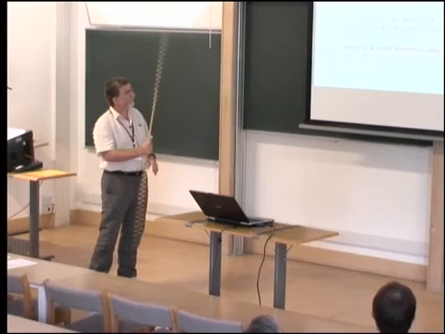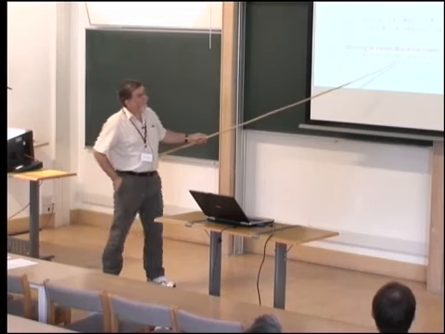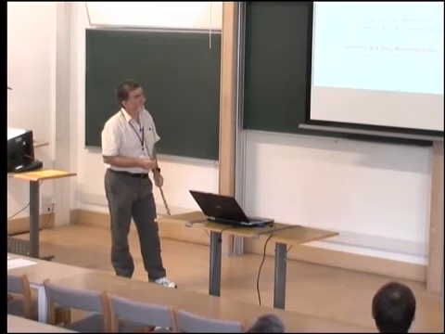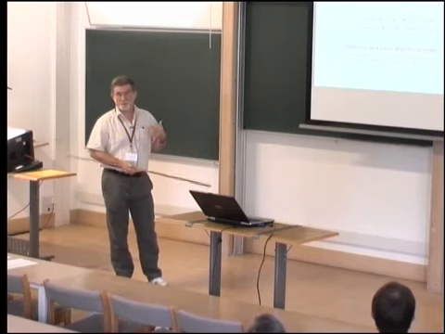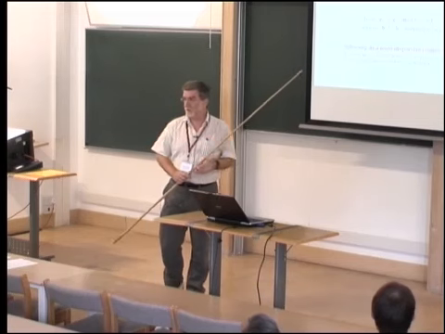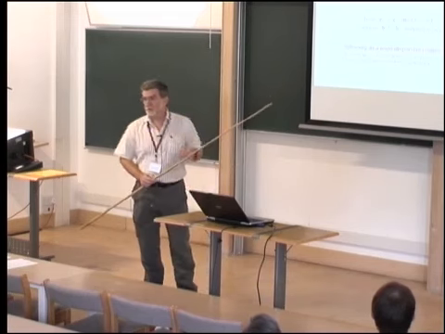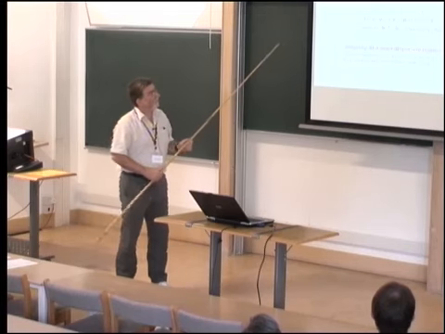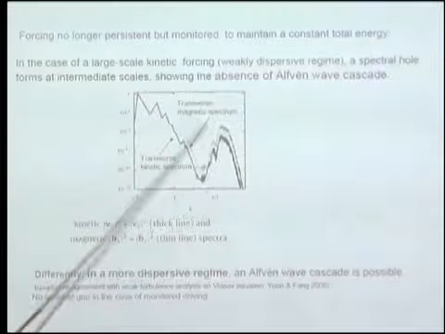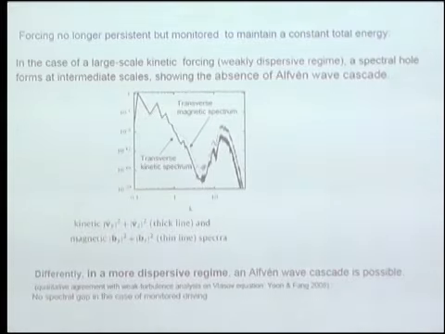This is consistent with a weak turbulence analysis based on the Vlasov equation performed by Yoon and Fang in 2008, which shows that there can be some coupling between Alfvén waves and ion acoustic waves, and that in the end the energy can actually cascade in the parallel direction. But from the large scales it cannot. Starting from the dispersive scale, if the forcing is there, you can drive a cascade in this direction.